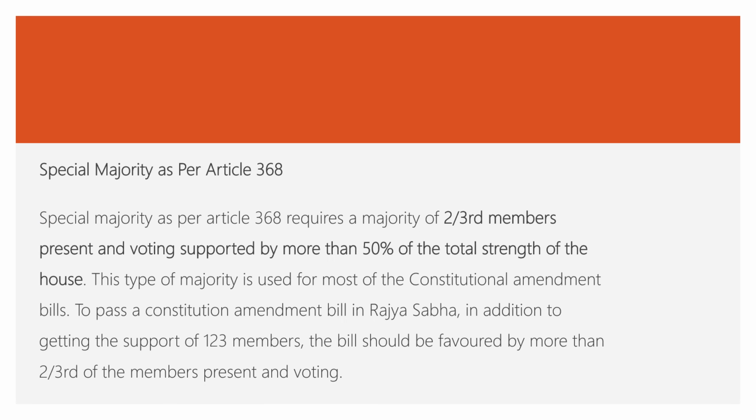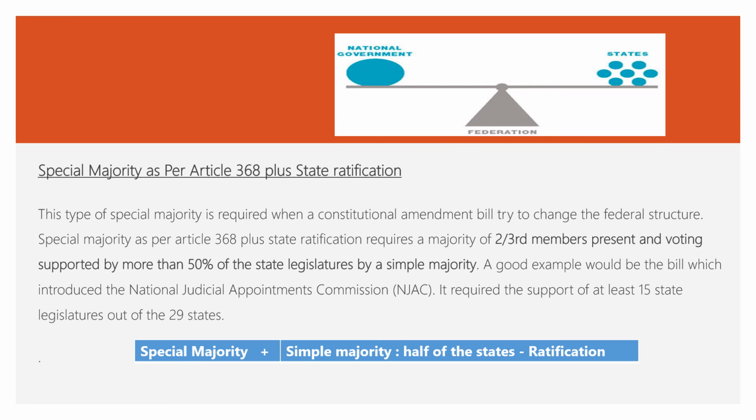Now next case. Special majority as per Article 368, as I spoke about, 368 is about constitutional amendment, that is 2/3 of members present and voting. This is the first criteria, and the second criteria is more than 50%, which we actually discussed before also. This is where the special majority as per Article 368 works. Okay.